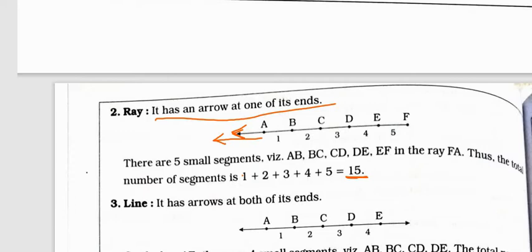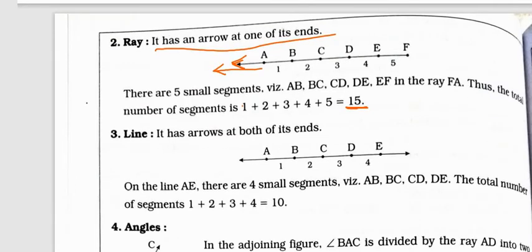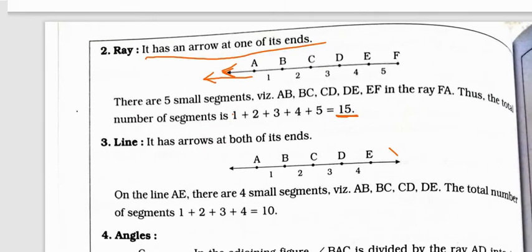Okay, the next point is line. In line, same method. Here, how many parts are there? AB single segment, BC, CD. Remove this part and this part because they are rays, and therefore 1, 2, 3, 4. That is 1 plus 2 plus 3 plus 4, that is 10. Remember this thing.